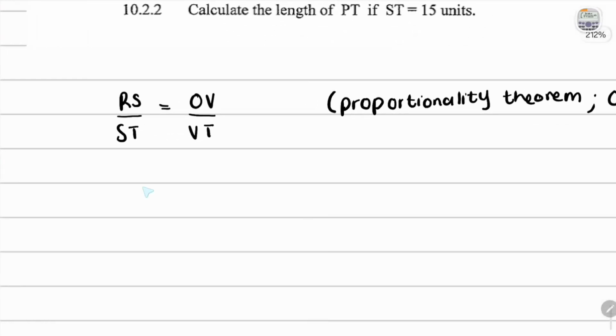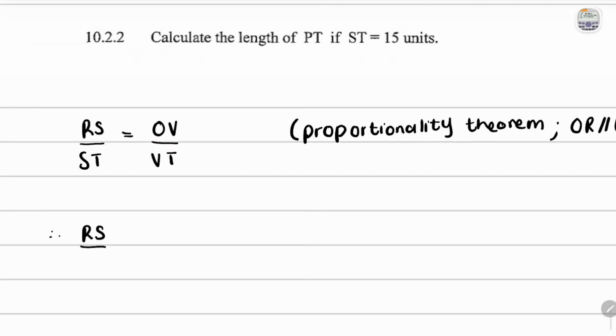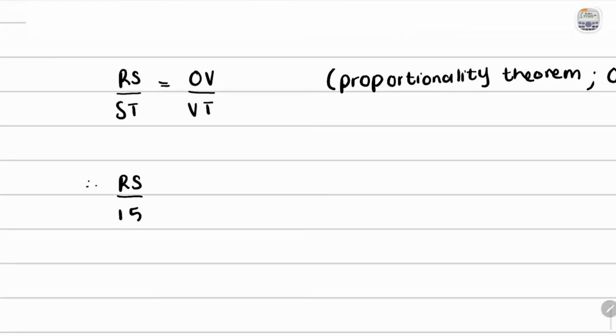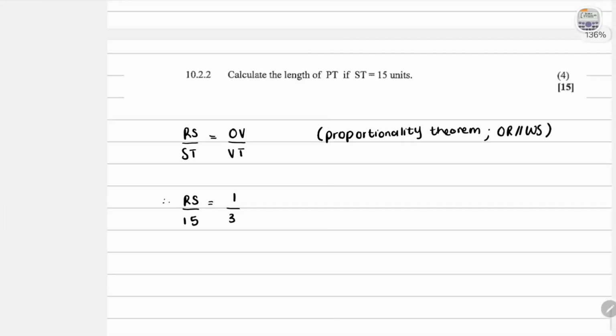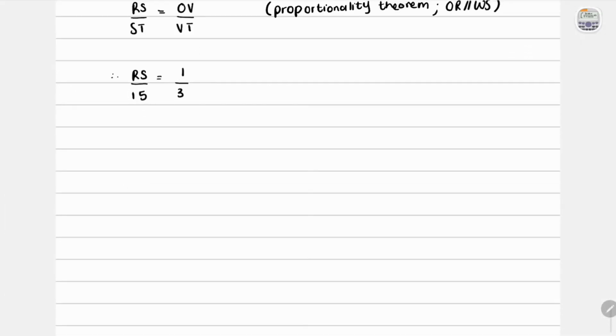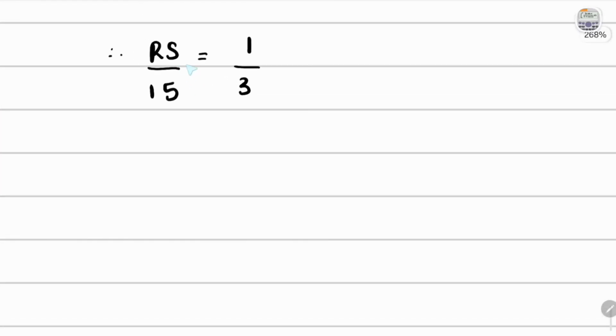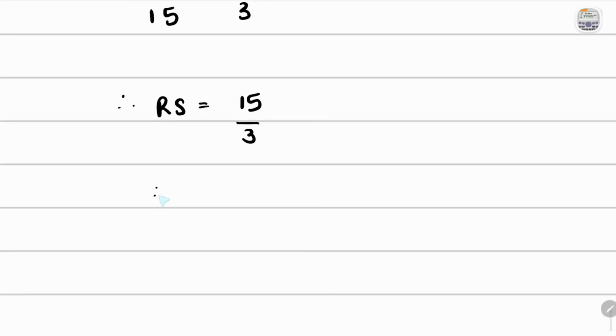Okay, so we know that we're looking for RS, so that one stays RS. However, ST is 15 units, that's 15. And we know that OV took one part of that line, and then VT took 3 parts, as we saw previously. So now we can finally solve for RS. So to solve for RS, get rid of the 15 by multiplying both hand sides by 15. So RS would be equal to, that 15 goes here, so it's really 15 over 3, which is equal to 5 units.